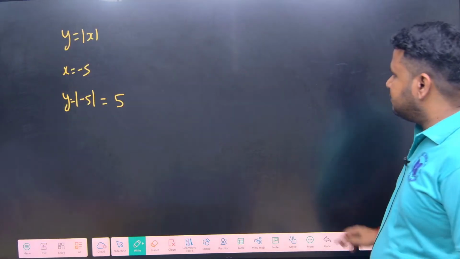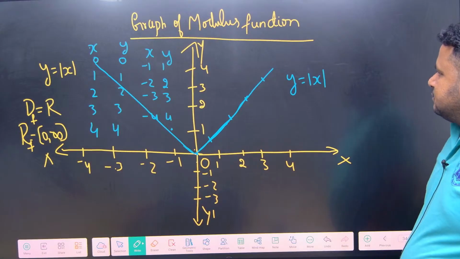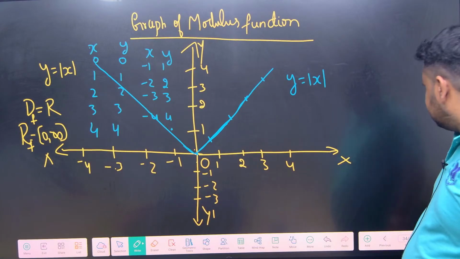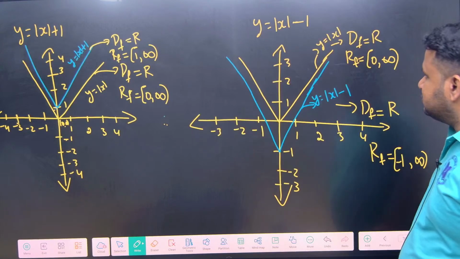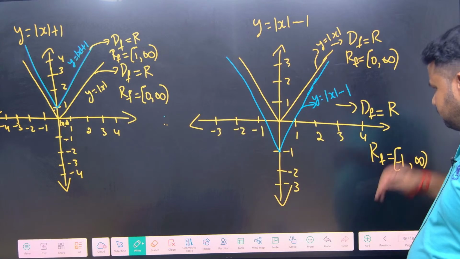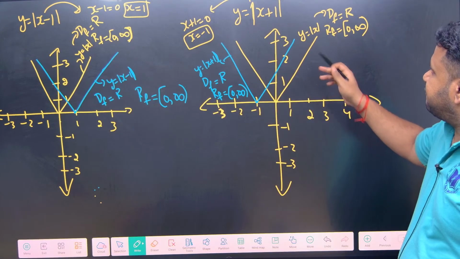Then we understood the graph of the modulus function, y = |x|. y = −|x| comes inverted downward. y = |x| + 1, y = |x| − 1, y = |x − 1|, and y = |x + 1|.